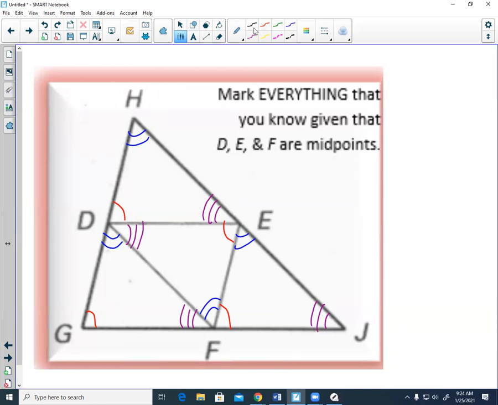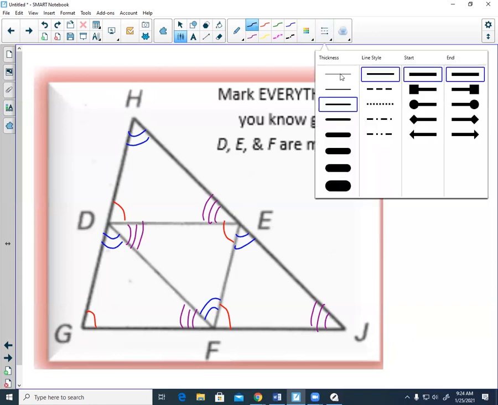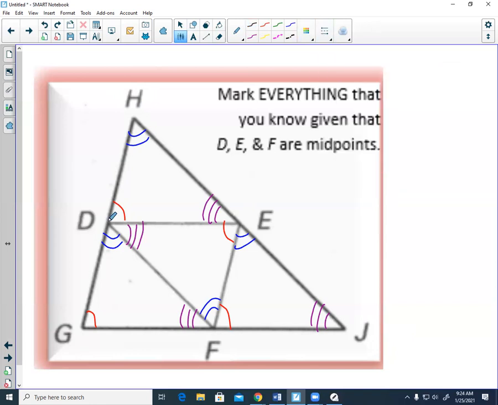And if they're all the exact same, then that means the same exact thing with the sides. Remember, D was a midpoint, which would mean that that side and that side were the same. E was a midpoint, which means this side and this side are the same. And F is a midpoint, which means that these sides are the same.